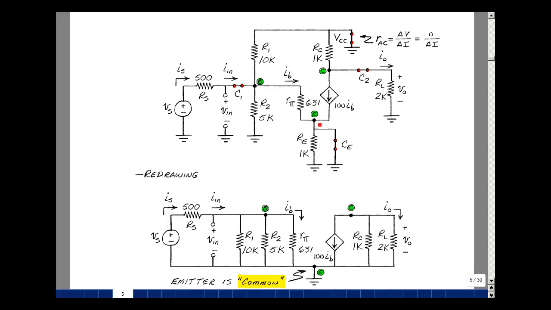Between the base and the emitter, but the emitter is grounded, I've got a value of R pi. My current source is between this collector node and ground, and then I have a resistor back to ground of 2K and a resistor back to ground of 1K.